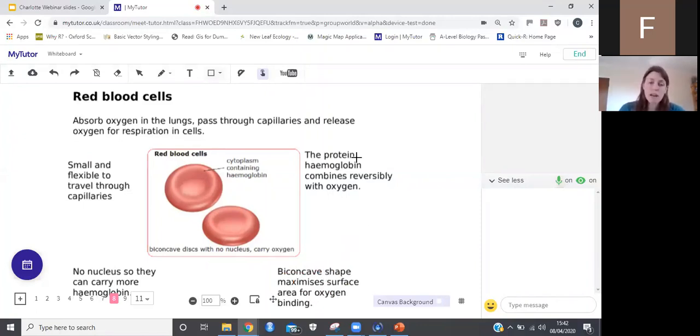And in order to bind that oxygen, they contain the protein hemoglobin, which combines reversibly with oxygen. So at the lungs, the hemoglobin binds oxygen particles, and then the red blood cell travels through capillaries to the cells where the hemoglobin releases that oxygen and allows it to dissolve into the cells. You need to know about hemoglobin there. They also have no nucleus, so they can carry more hemoglobin. So they're very simple cells, no nucleus at all. They are just for transporting oxygen.